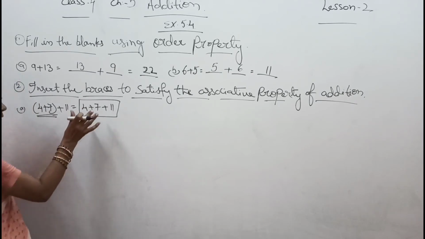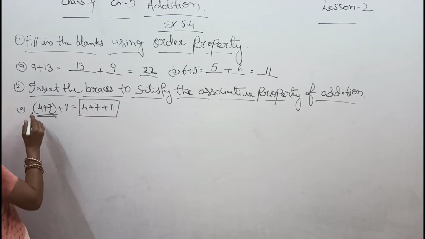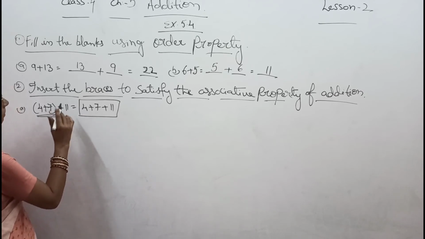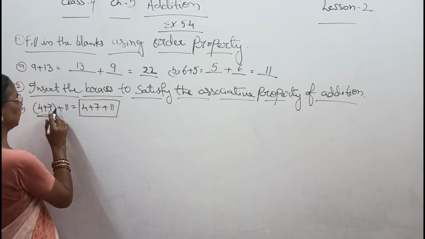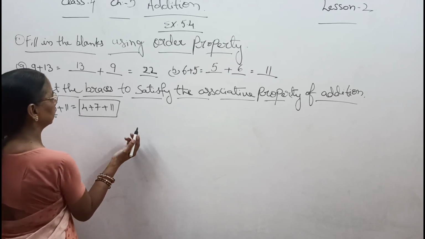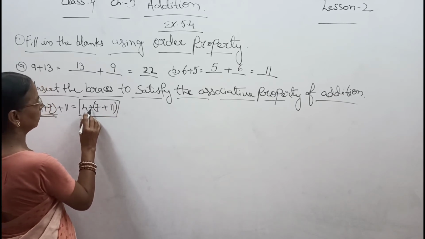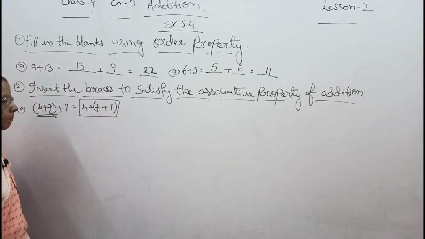So we must put the bracket in the next group. Here the bracket is put in the first numbers, the front numbers, that is 4 plus 7. Now we have to change the bracket from the first and second to the second and third. Now we put the bracket here, that is 4 plus 7 plus 11, with 7 plus 11 within the bracket.